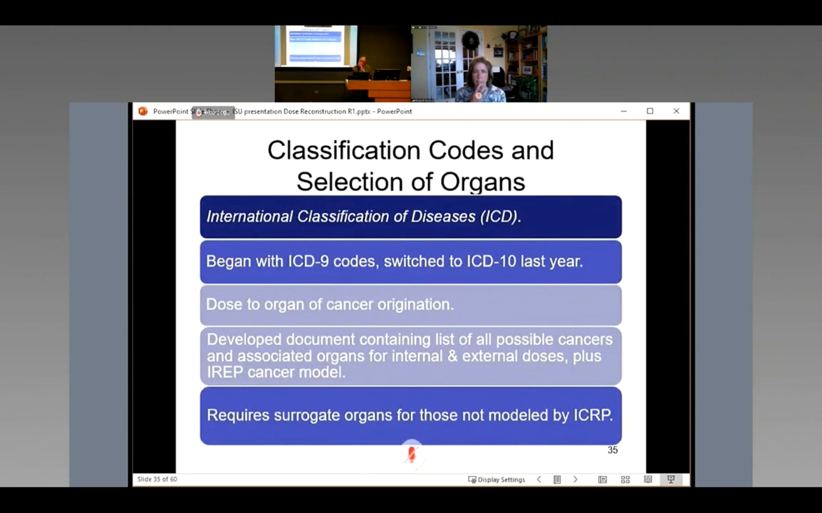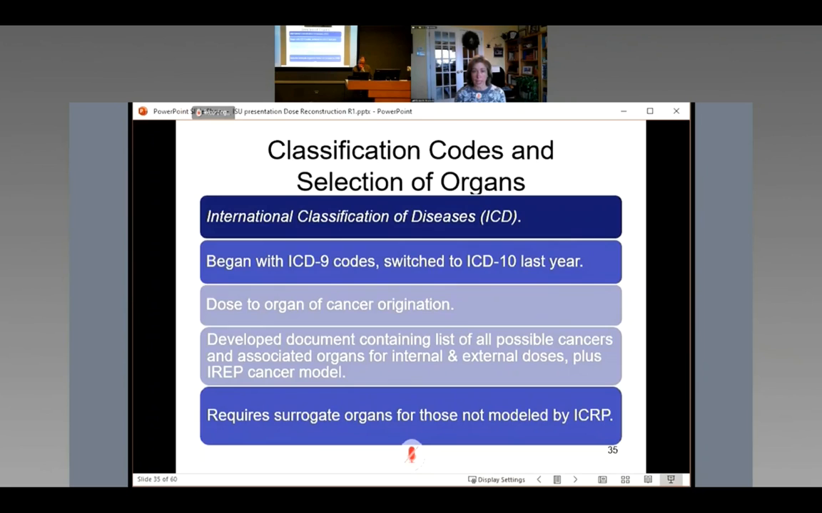So I mentioned that Department of Labor classifies the cancers. They use the International Classification of Diseases. There's a number of versions of that. We switched to ICD-10 last year. So the dose of interest is that to the organ of cancer origination.